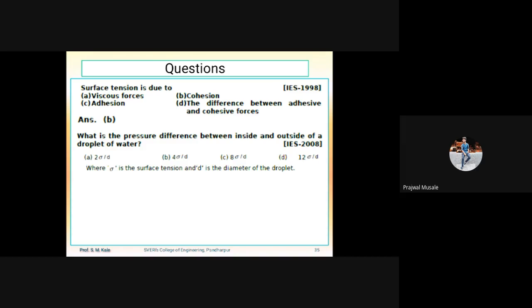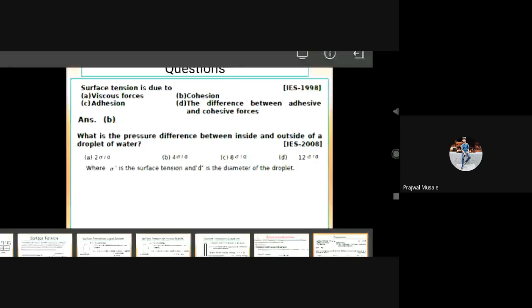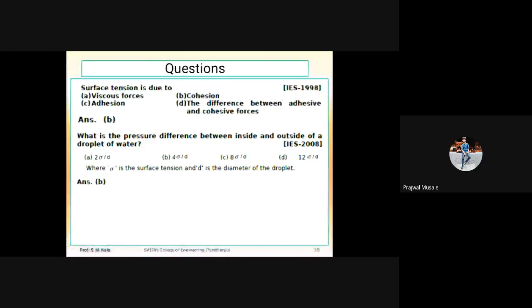So the pressure difference between inside and outside of the droplet of water, that means delta P for a water droplet. We know the formula. What is the delta P for a water droplet? 4 sigma upon D. For a soap bubble it is 8 sigma upon D, and for a liquid jet it is twice sigma upon D. Then next question. So option B is the correct one.